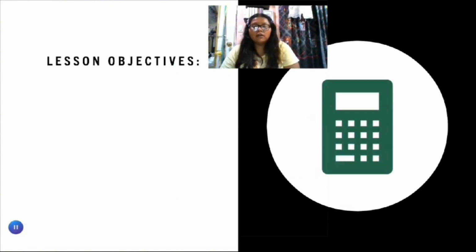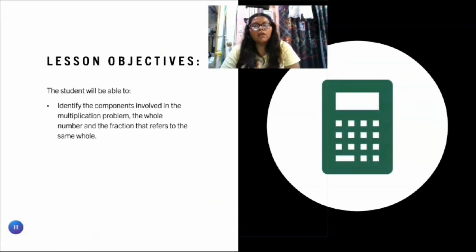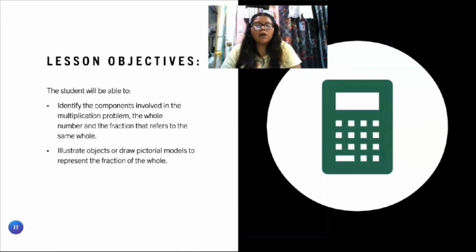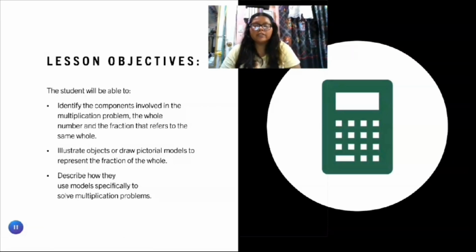Lesson objectives. The students will be able to identify the components involved in the multiplication problems, the whole number and fractions that refer to the same whole. Illustrate objects and draw pictorial models to represent the fractions of the whole. Describe how they use models specifically to solve multiplication problems.